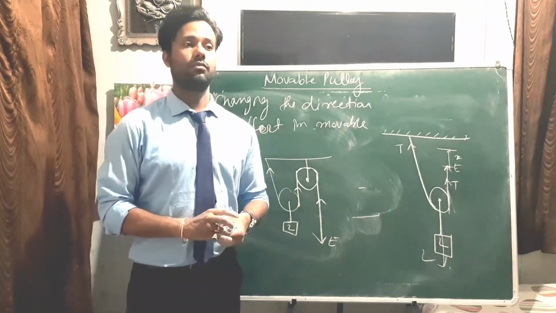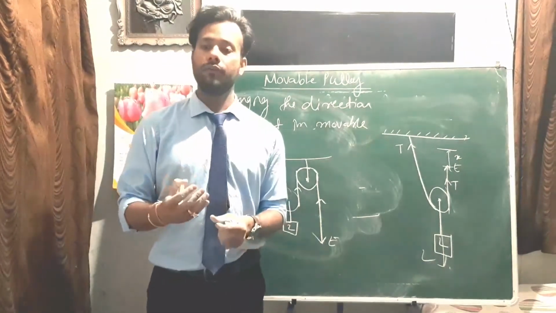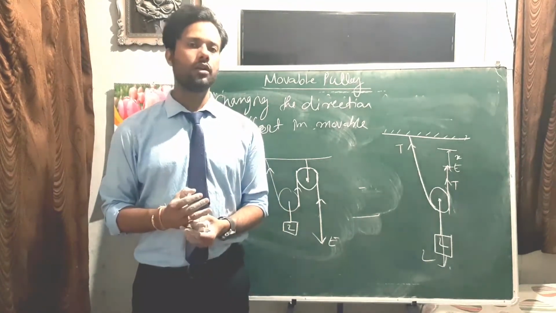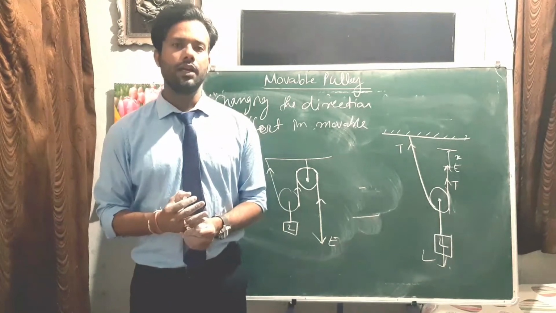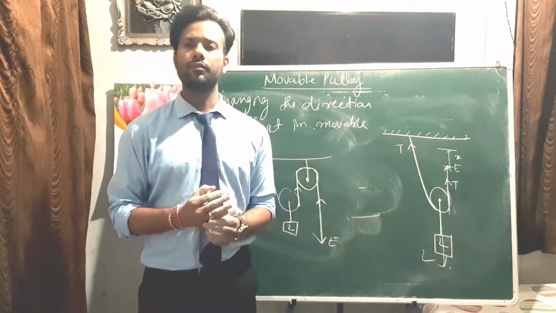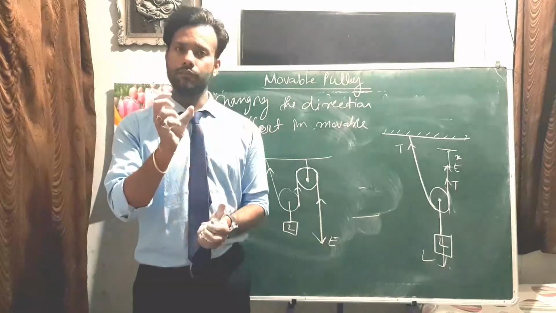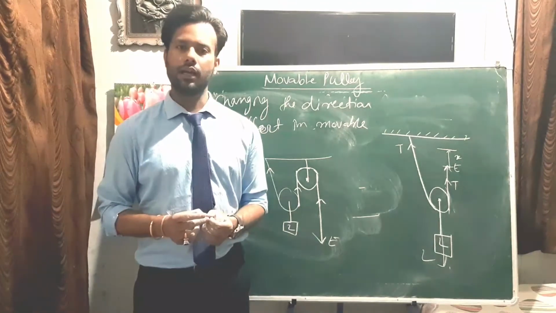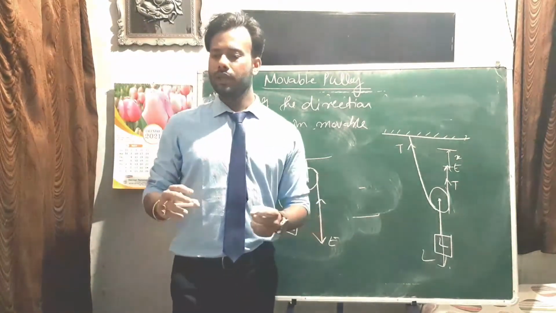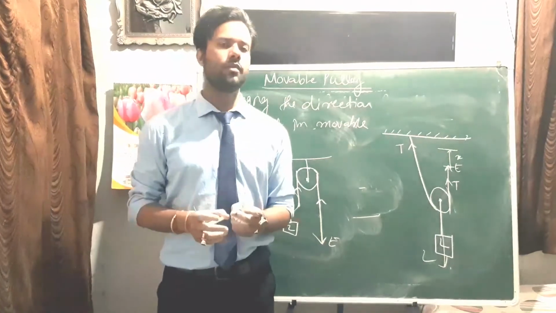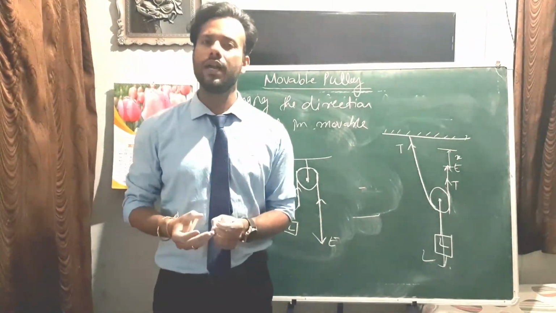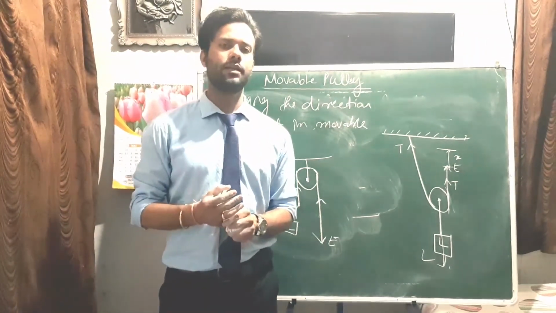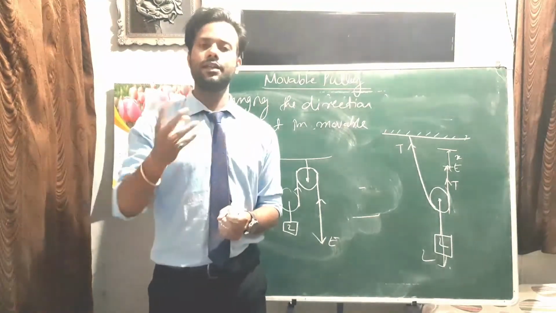Now we can use this pulley in an even better way by applying a block and tackle system. Now what does it mean? Block and tackle system means we can add more than one movable pulley in a single system. That means we can overcome a huge amount of load even by applying a small amount of effort. How we can solve it, and how the block and tackle system works, we'll see in the next video.